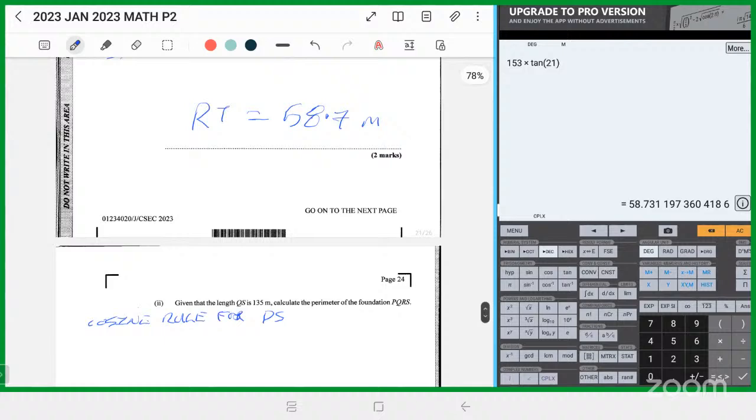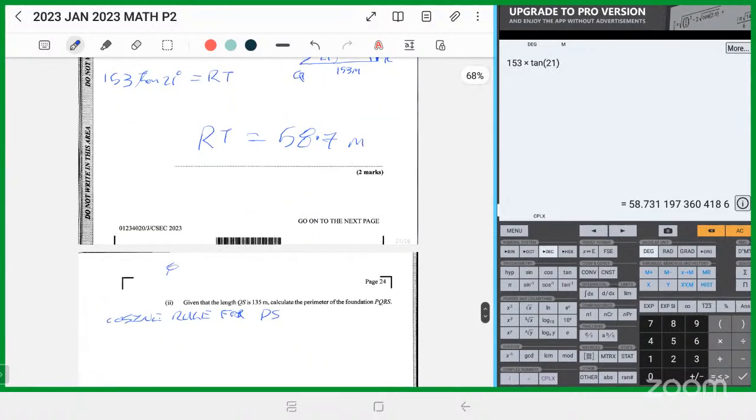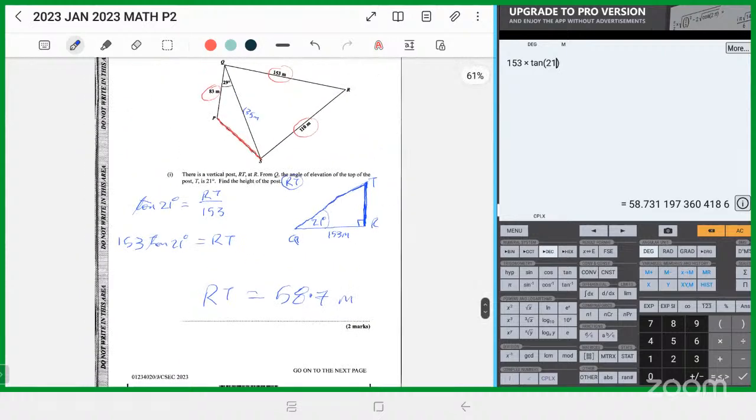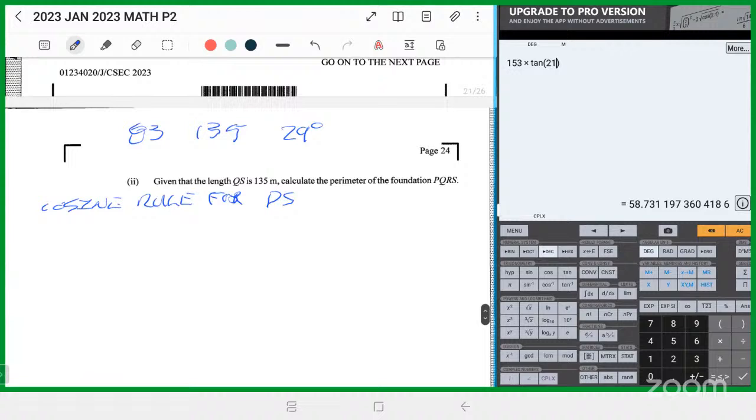What are the dimensions? Let's write the dimensions: 83, 135. And that was 29 degrees, right? Those are the dimensions. Good. This is the cosine rule. You might start like Pythagoras' theorem.